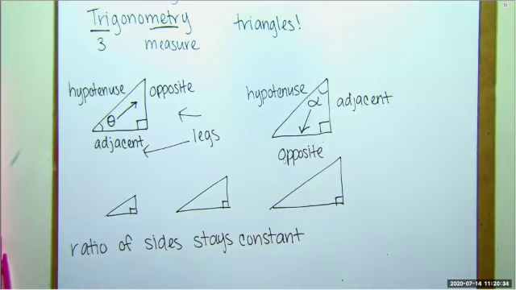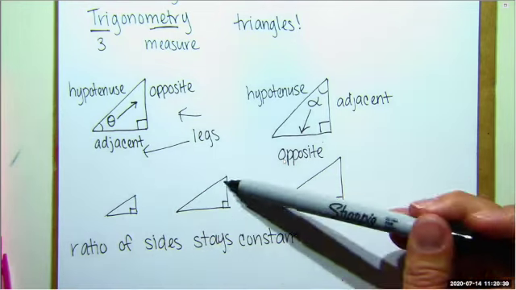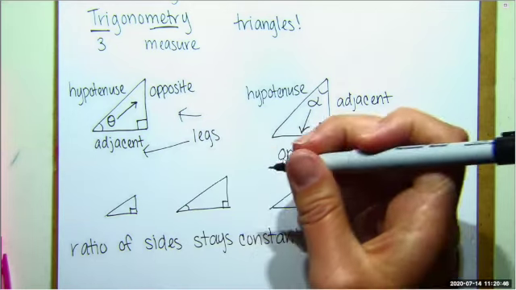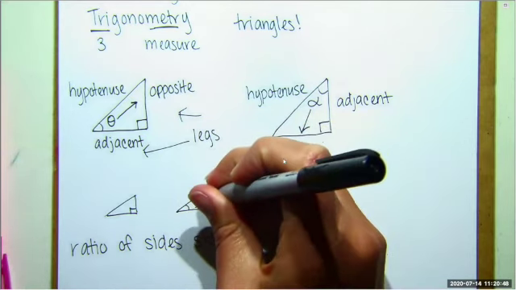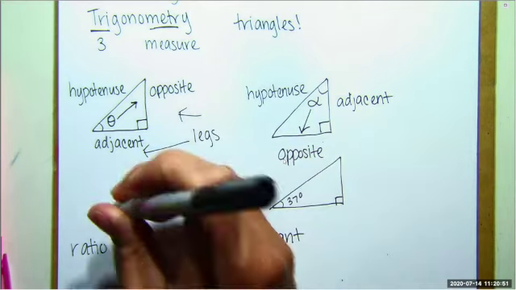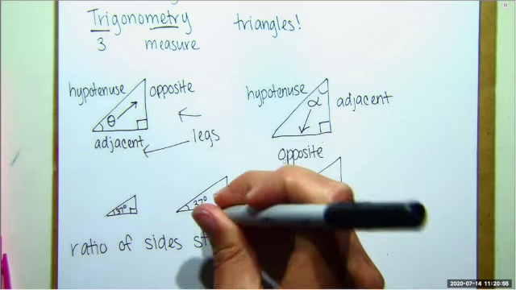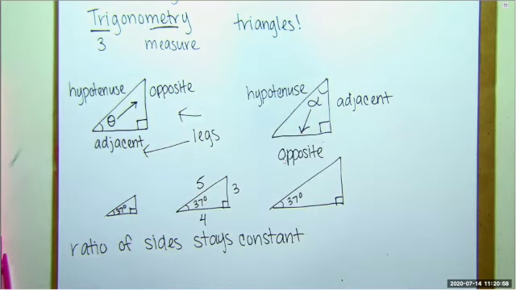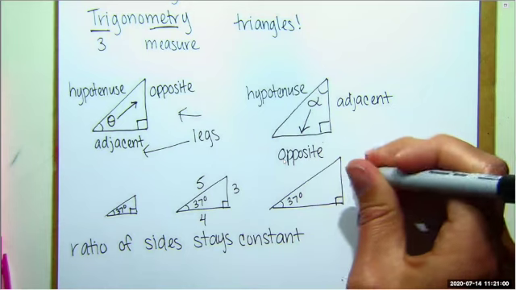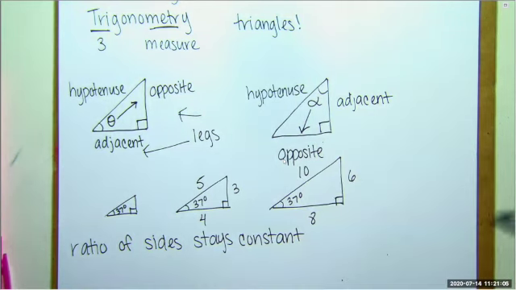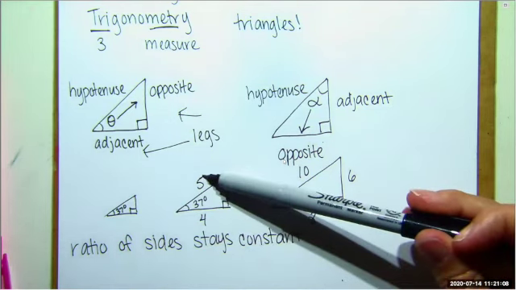Okay, so the ratio of sides stays constant. No matter how big or small we make the triangle, if these angles stay the same, all we're doing is blowing the triangle up, and the ratio of sides stays constant. So for example here, I'm going to do an approximation, but if this angle is 37 degrees, this is an approximation for this example. This is a 3, 4, 5 triangle. If we make it twice as big, these sides are going to be 6, 8, and 10. If we make it 3 times as big, our sides would be 9, 12, and 15.